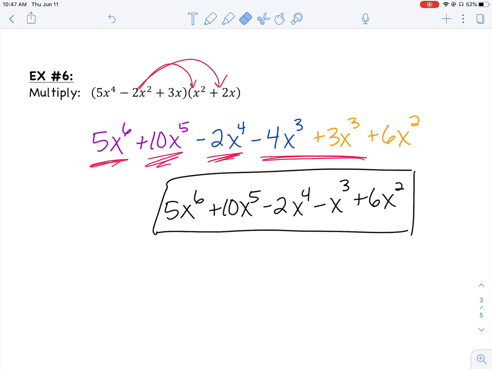So just making sure that you distribute each term in the first parenthesis to each term in the second parenthesis, and then combine your like terms.